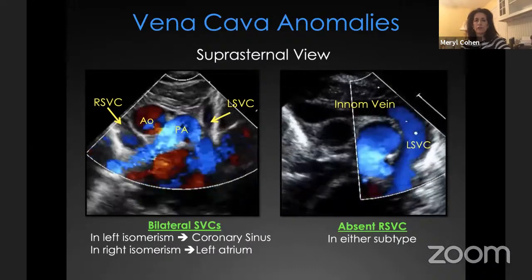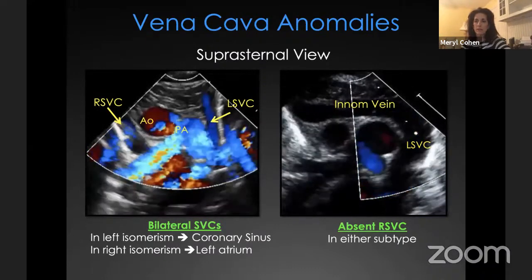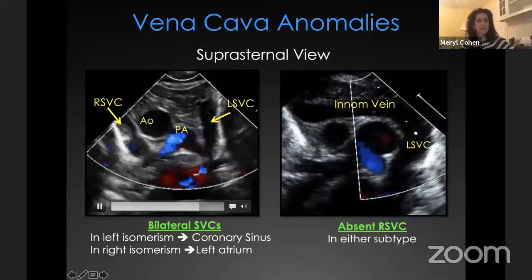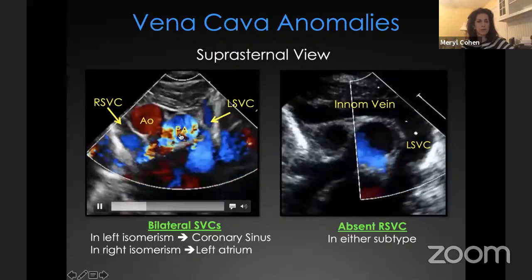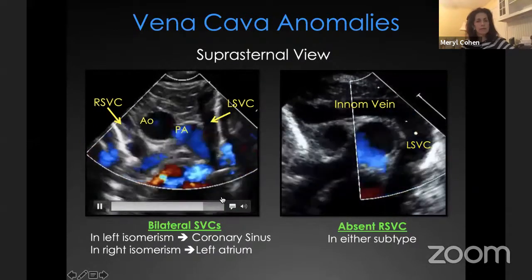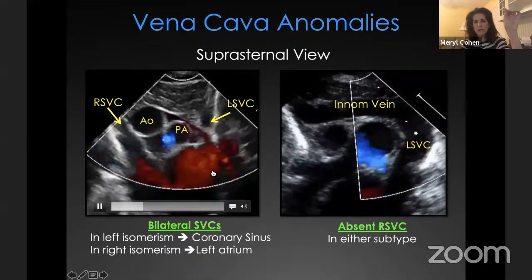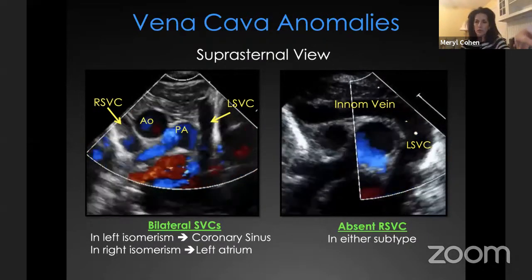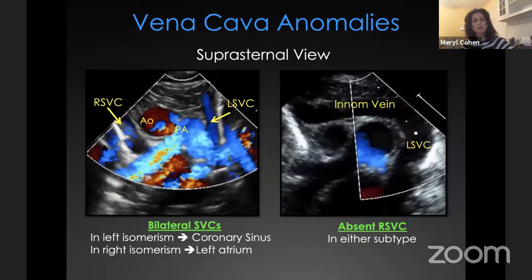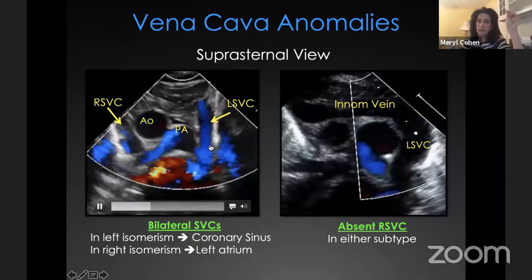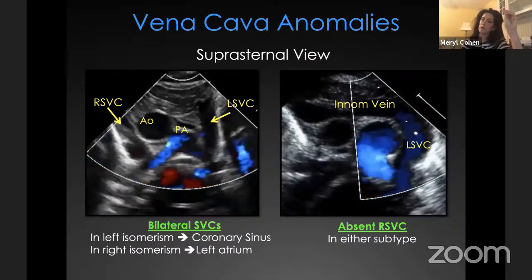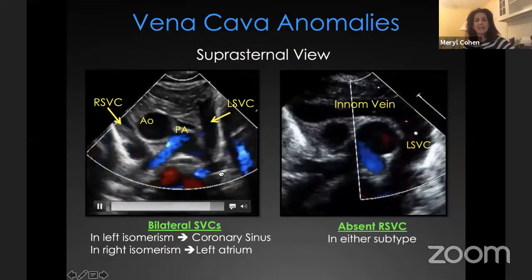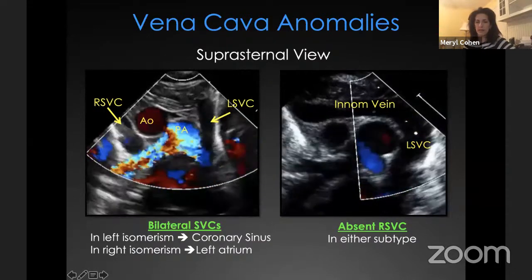These are suprasternal views indicating some of these systemic venous abnormalities that we see. Here you see a right superior vena cava and a left superior vena cava, aorta and pulmonary artery here. And if you have left isomerism, because the coronary sinus is a left atrial structure, the left superior vena cava will go to a coronary sinus. Whereas if you have right isomerism, those patients have absence of the coronary sinus, and so the left superior vena cava will connect directly to the left atrium, most commonly.